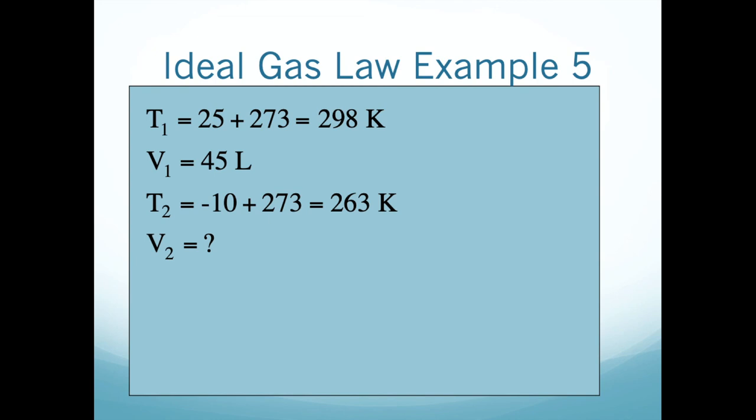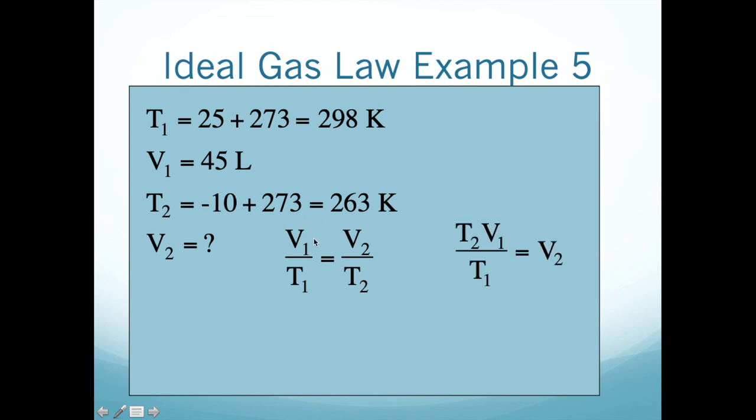Okay, so let's write out our combined gas law. I've left out P1 and P2, because they cancel each other out. So what we're left with is effectively Charles' law. Now, we're solving for V2, so how do we move T2 to the opposite side? Well, since we're dividing by T2, we would multiply it on the other side.